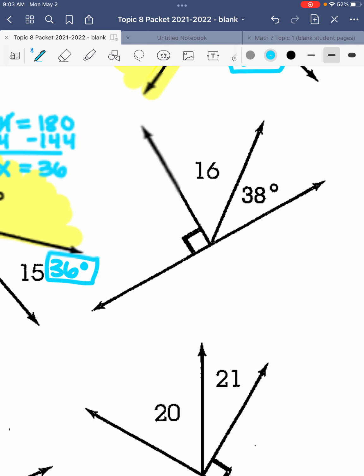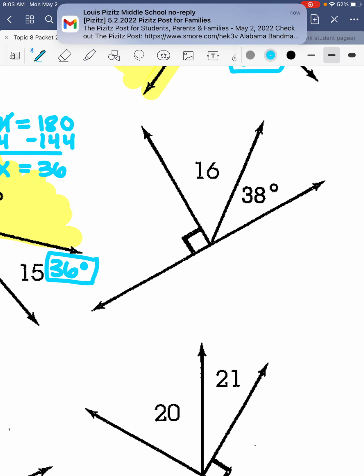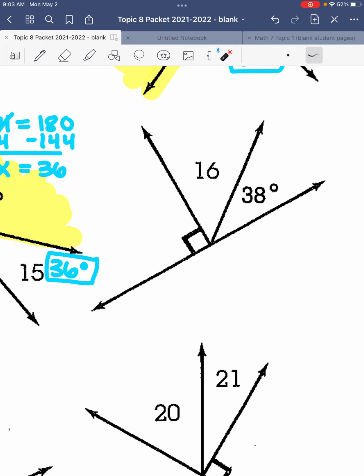Okay. Now, angle 16 right here. So one thing I notice is that I've got three angles. This first one right here, because of that box, I know it's going to be 90 degrees. Okay. Then I have another angle that we don't know, angle 16. We don't know how many degrees it is. And then I have a third angle that is 38 degrees. And I notice that all three together make that straight line. So all three of them together will add up to 90 degrees. So what I know about just these two, angle 16 and this 38 degree angle, is that they also have to be 90 degrees. They're complementary.